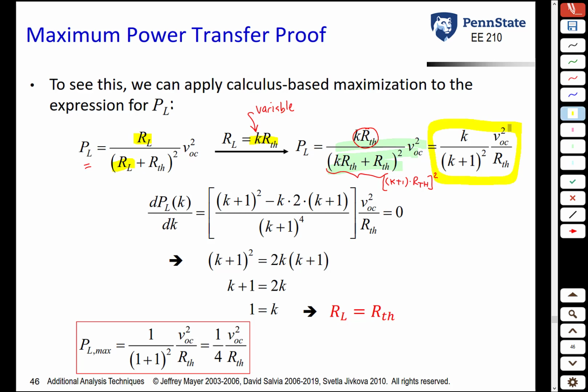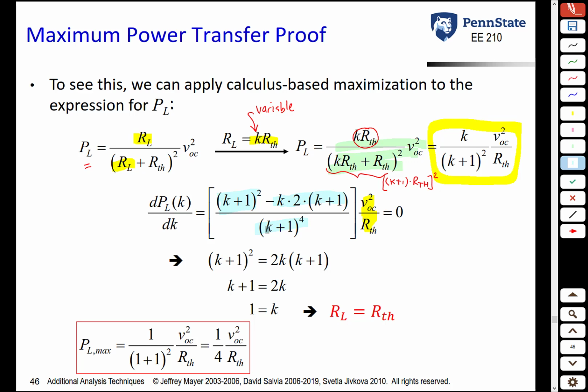To maximize it, we take its derivative with respect to K. So the VOC squared over R Thevenin is a constant, so it stays out. Then to take the derivative of the rest, remember it's the denominator times the derivative of the numerator. The derivative of K is just 1, minus the numerator times the derivative of the denominator. The derivative of K plus 1 squared is 2 times K plus 1. All of that over the denominator squared. That is the derivative of K over K plus 1 squared.